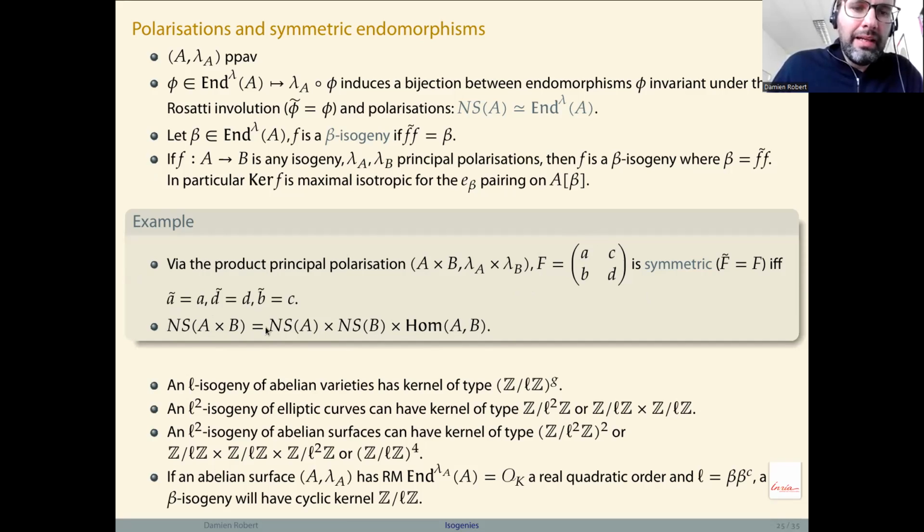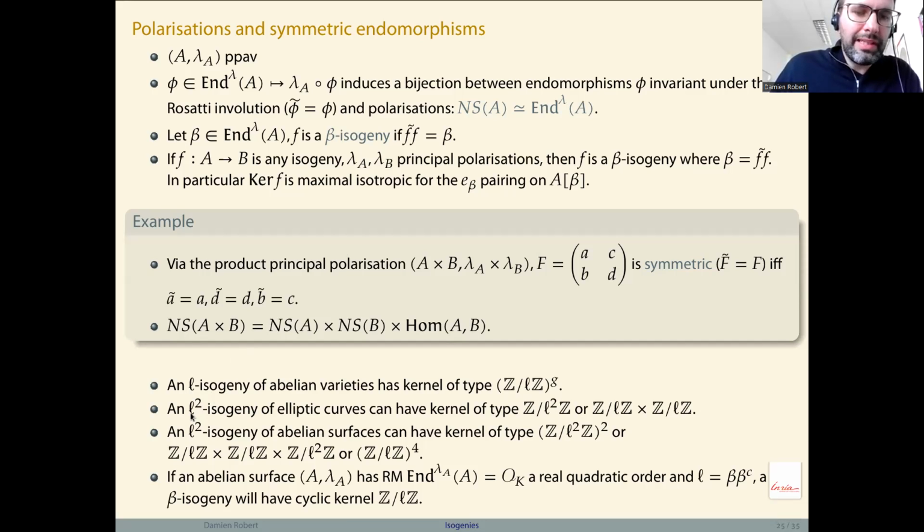So that's why on the product of elliptic curves, for instance, you have a lot of polarizations. If you take two isogenous elliptic curves, you will have a lot of polarizations. So one needs to be careful to distinguish the type of an isogeny from the type of its kernel. They are more or less the same for an l-isogeny. So an l-isogeny always has kernel of type (Z/lZ)^g. But even for elliptic curves, we can have different types of kernel.